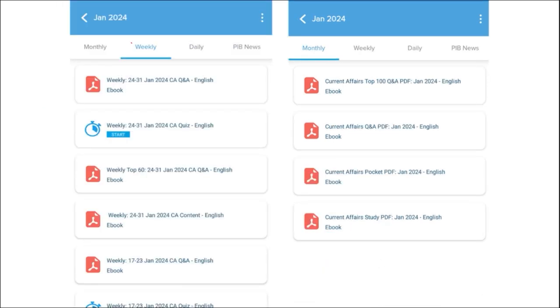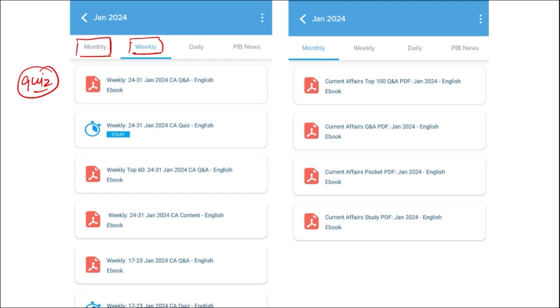Next comes our weekly content. The content is also provided in both English as well as Hindi, and here we also make sure to provide you a quiz of the past week's current affairs that will enhance your learning, as it is a compilation of the important topics and important MCQ questions for the last week.